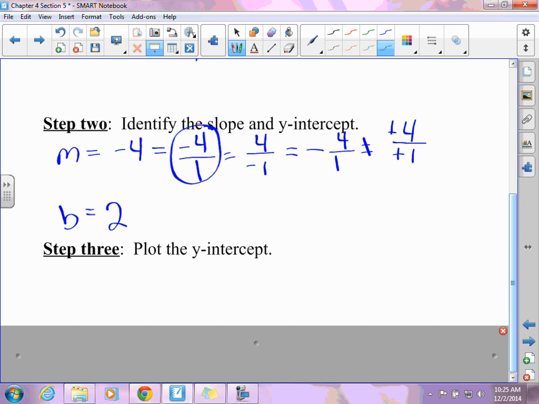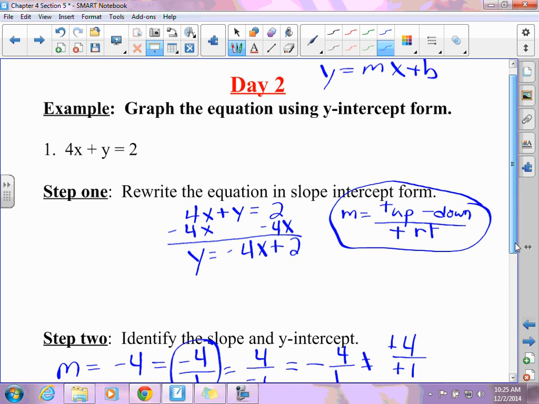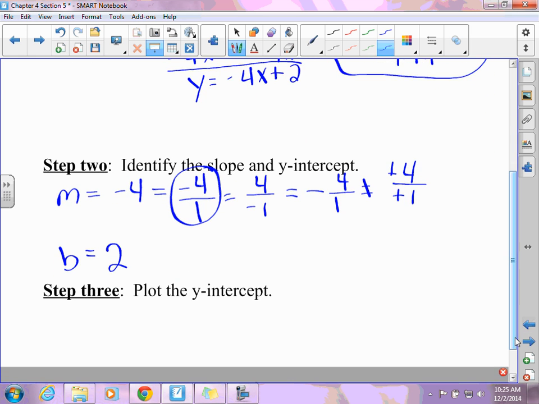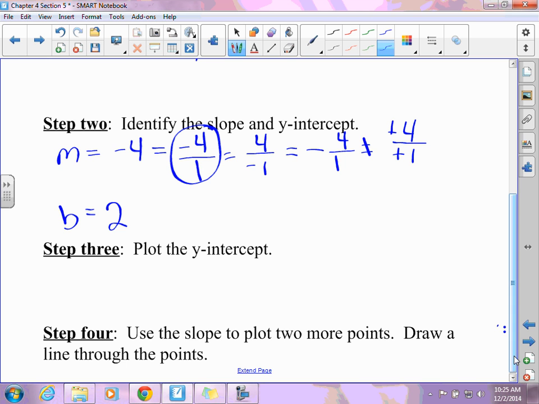So I'm going to go to my graph. I'm going to label this my x-axis, this my y-axis, and I'm going to plot it on the y-axis because it's my y-intercept. All right, that's going to be my starting point. And then what I'm going to do, if I go back, the next direction is to use the slope to plot 2 more points and draw a line through the points.